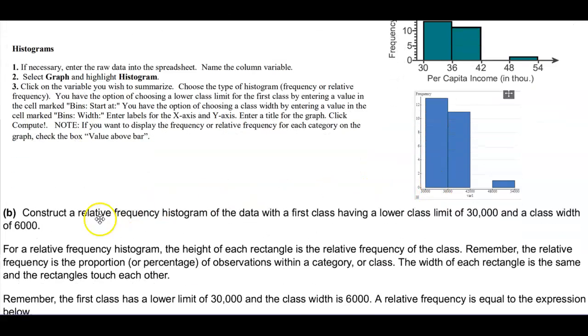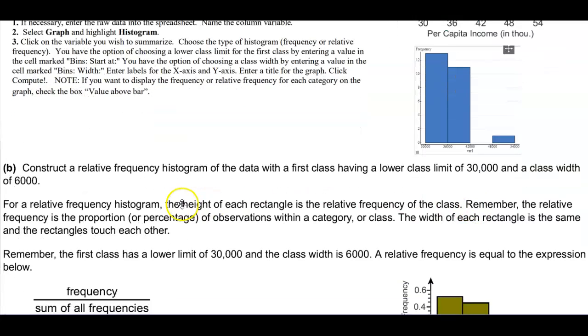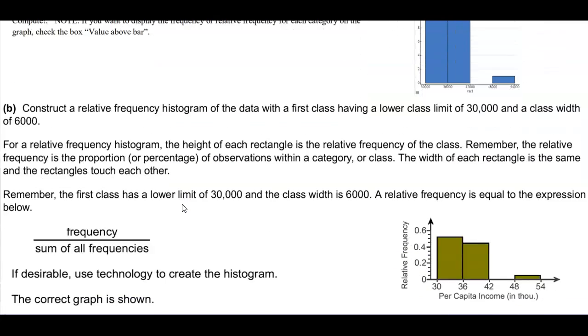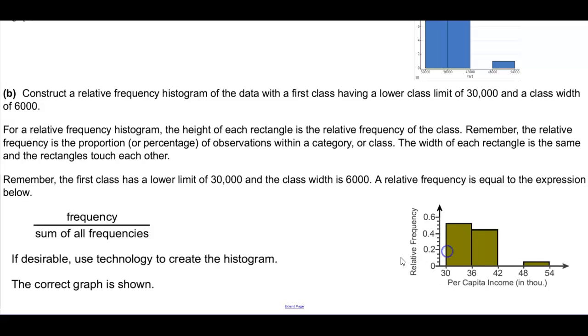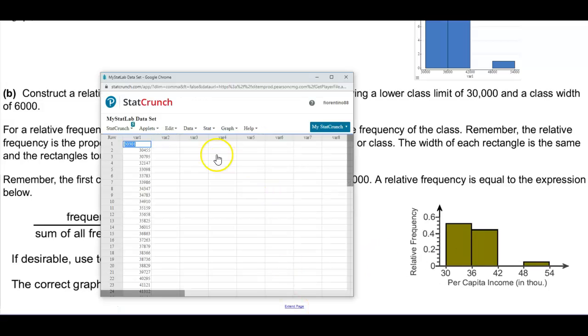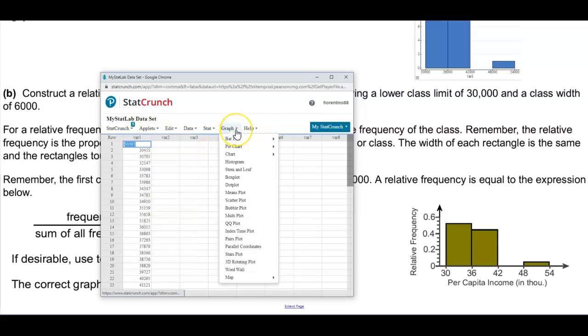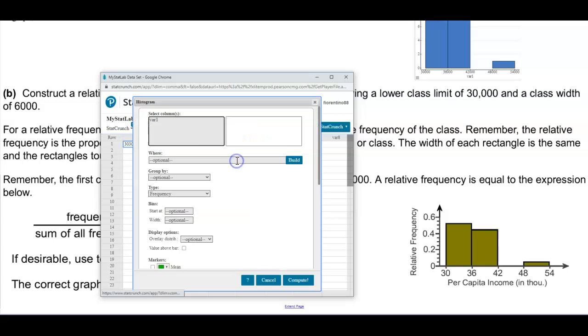Now we want to construct a relative frequency histogram of the data with a first class having a lower class limit, again, of 30,000 and a class width of 6,000. Again, we can do this by hand, but let's put this into StatCrunch. I have my data already up here. I'm going to select Graph, go down to Histogram again, and select my column.